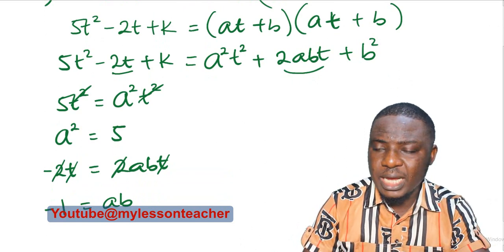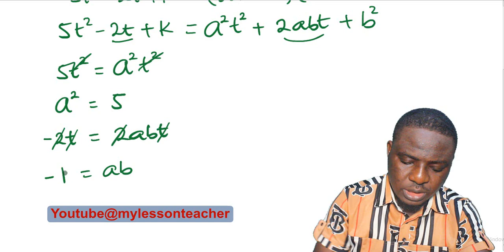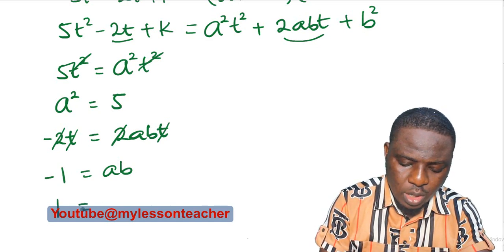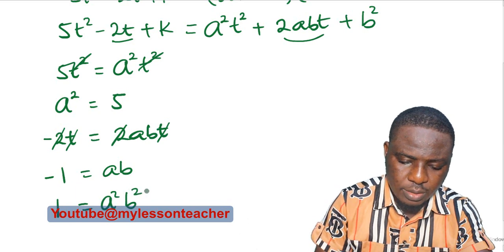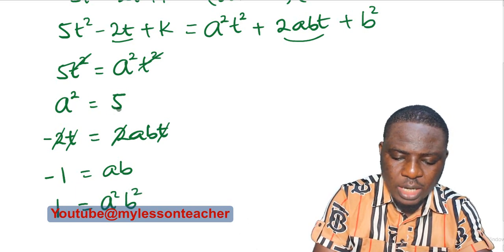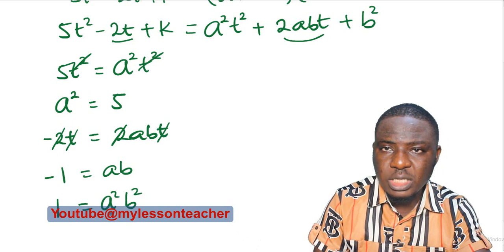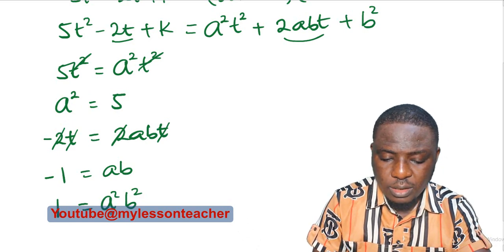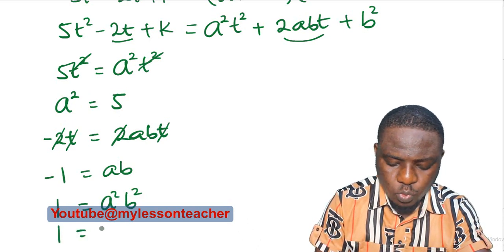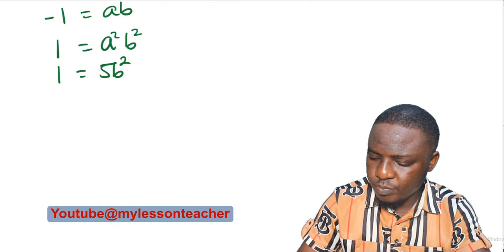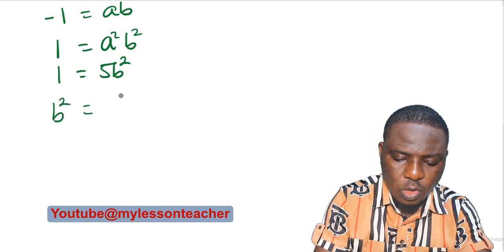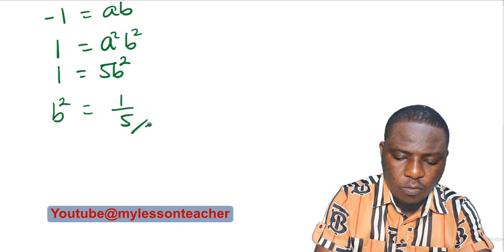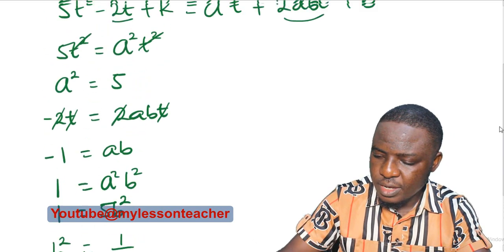I'll now square both sides. When you square both sides, the square of minus 1 is 1, and the square of ab will be a squared b squared. But I know that a squared is equal to 5, so I'll substitute 5 for a squared, and this becomes 1 is equal to 5b squared, of which b squared now gives us 1 over 5.